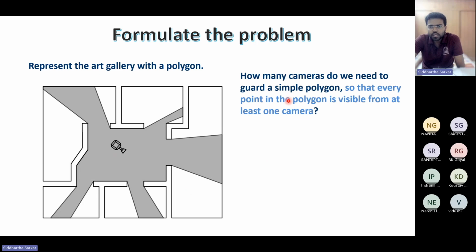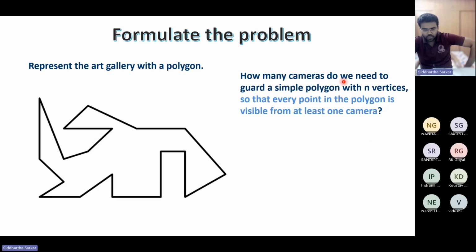So the question is, how many cameras do we need to guard a simple polygon so that every point in the polygon is visible from at least one camera? Let us be more specific. We also define the simple polygon by specifying the number of vertices of the simple polygon to be n. And then we ask the same question: how many cameras do we need to guard the simple polygon, such that for every point inside the polygon, there is at least one camera that can see it, so that the entire polygon is guarded? So that is the question.